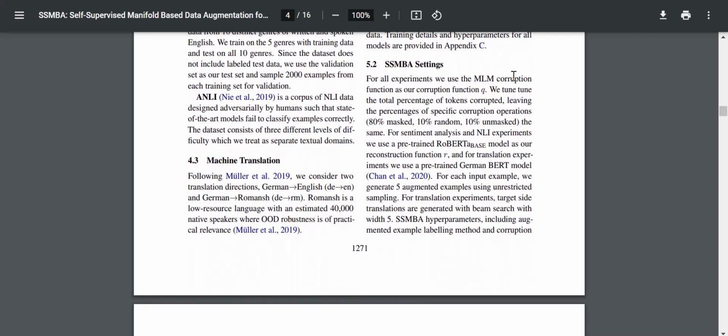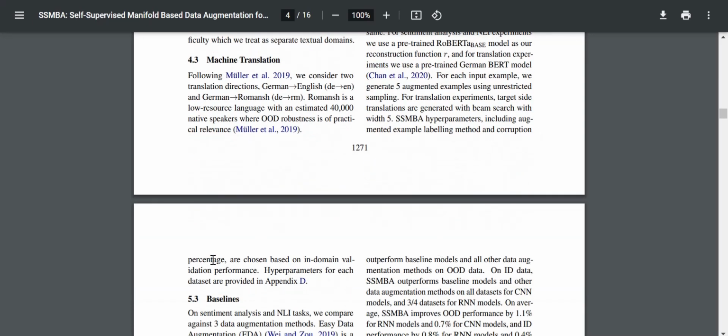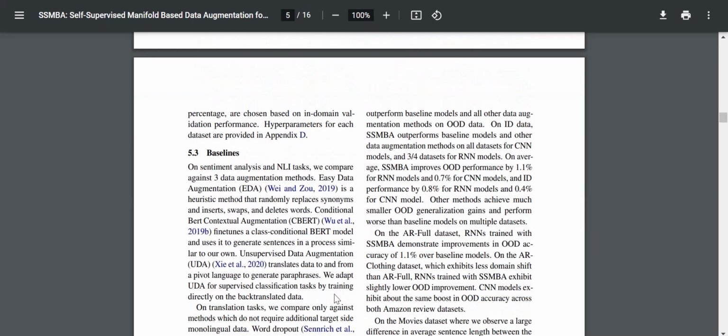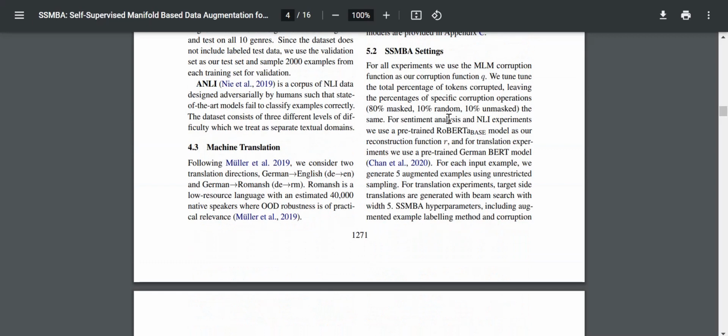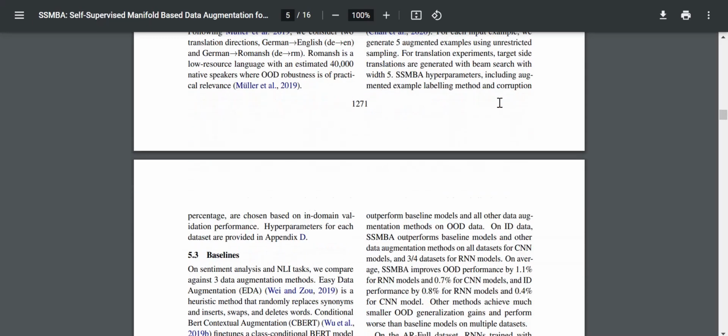So for the setting for all experiments, we use the MLM corruption function as our corruption function. We fine tune the total percentage of tokens corrupted, leaving the percentage of specific corruption operations the same. So 80% are masked, 10% are random, and 10% are unmasked. For sentiment analysis and NLI experiments, we use a pre-trained RoBERTa-based model as a reconstruction function R, and for translation experiments, we use a pre-trained German BERT model. For each input example, we generate 5 augmented examples using unrestricted sampling. For translation experiments, target side translations are generated with beam search with width 5. SSMBA hyperparameters, including augmented example labeling methods and corruption percentages, are chosen based on in-domain validation performance. Hyperparameters for each are again in Appendix D. So they've just described what their corruption function and reconstruction function are, and the hyperparameters are present in the appendix.